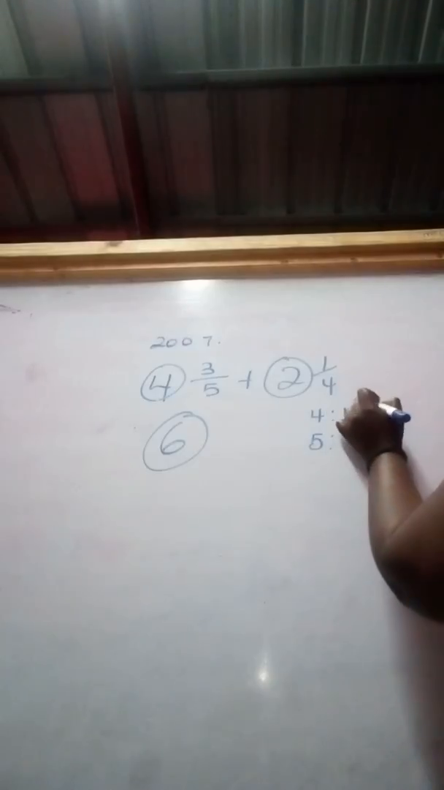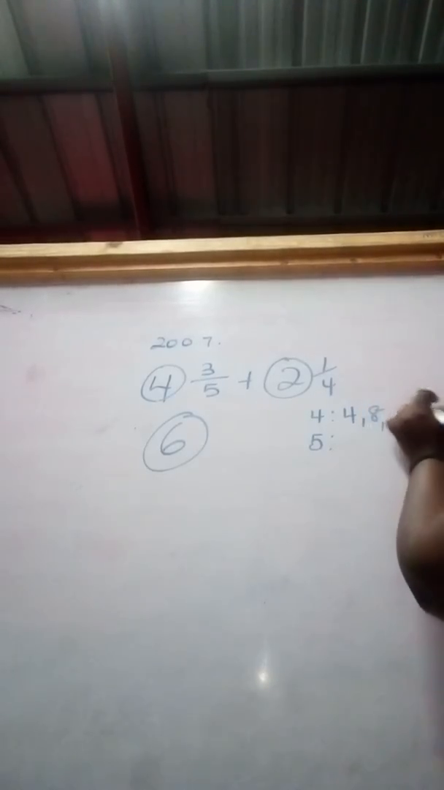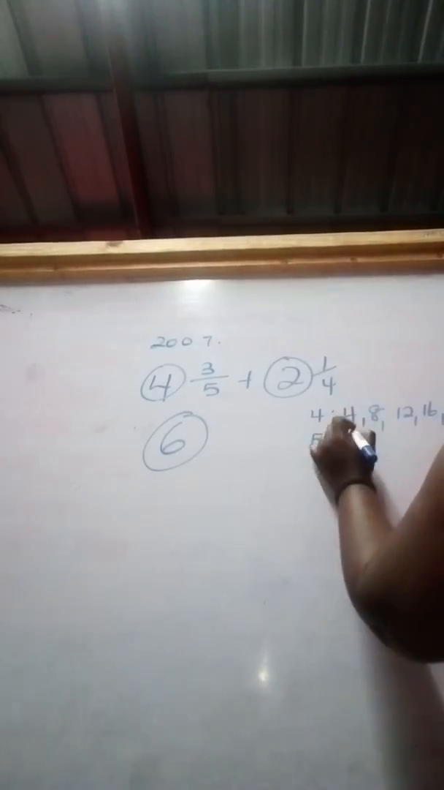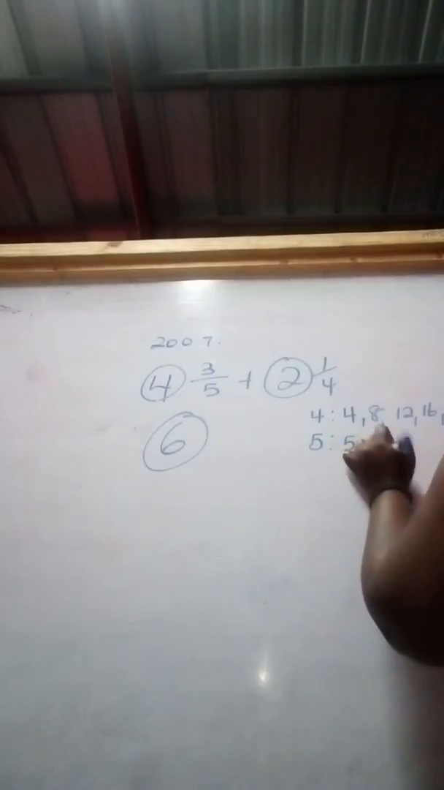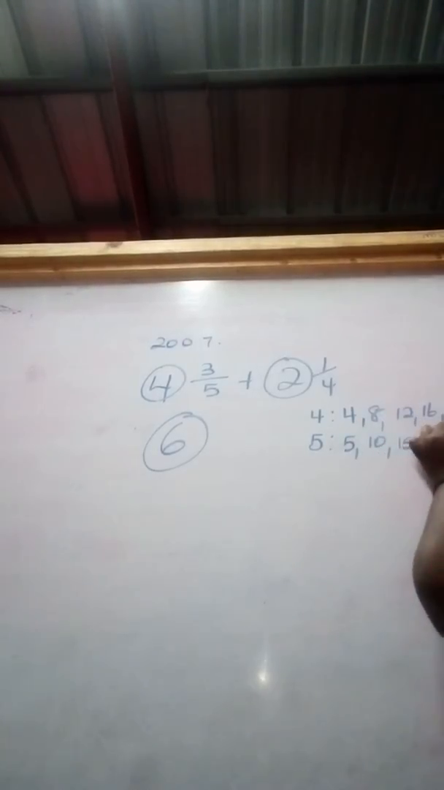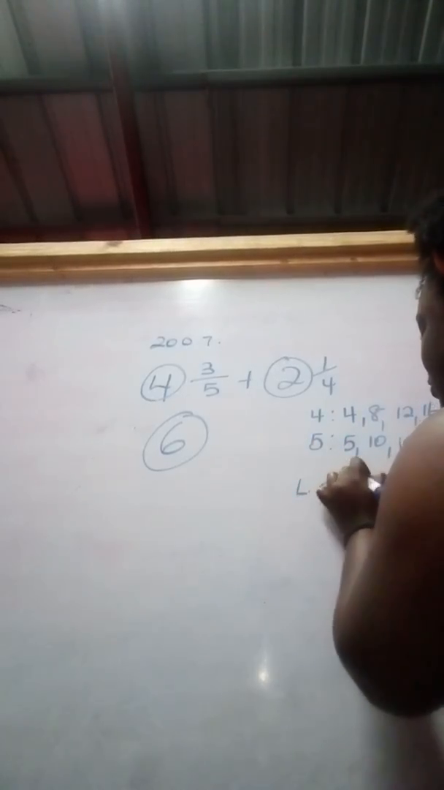4, 1 4 is 4, 2 4s are 8, 3 4s are 12, 4 4s are 16, 5 4s are 20. And let's do it for 5 now. 1 5 is 5, 2 5s are 10, 3 5s are 15, 4 5s are 20. What number is in common for both? 20. So our LCM is 20.